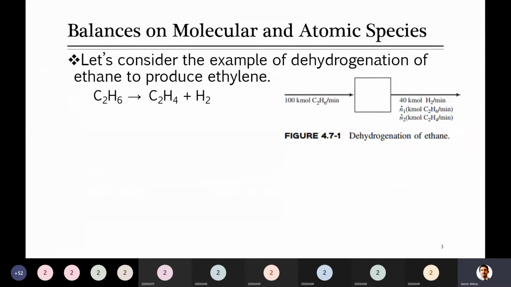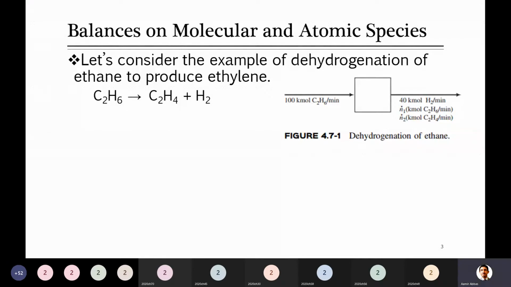Now I ask you, suppose, can you solve this problem? Okay, up to here, some knowledge you have, maybe you can try something. If I ask you to just try to solve it by using any balance, what balance can you write here, at least?